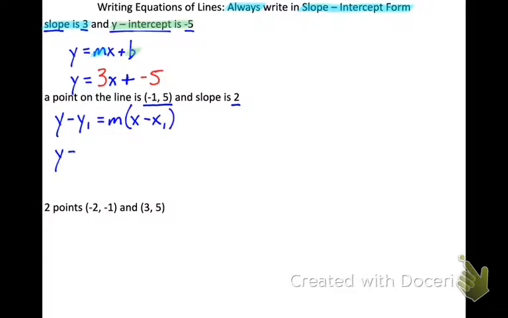So y minus, again, my y coordinate. So just as a little reminder, this is my x1, this is my y1, and my slope is my m. So when I'm plugging that y1 in, that's my y coordinate, which is 5. My slope is 2. And then my x coordinate is negative 1. And on purpose, it should be minus a negative. I should have 2 subtraction signs there.